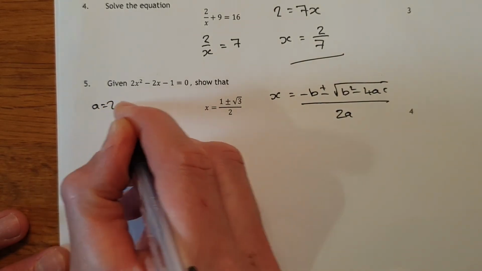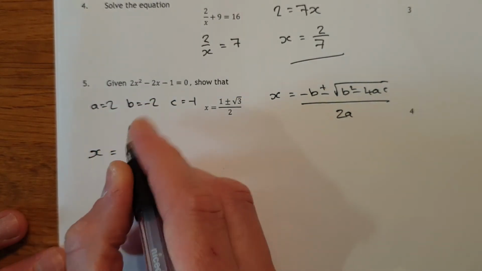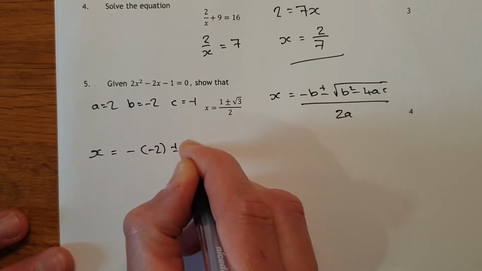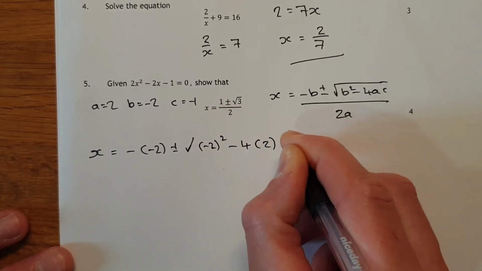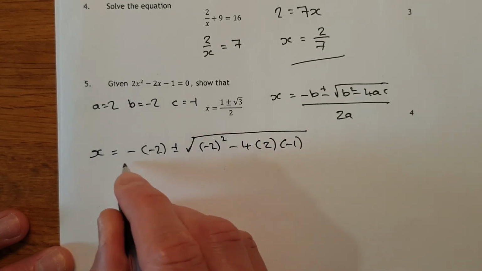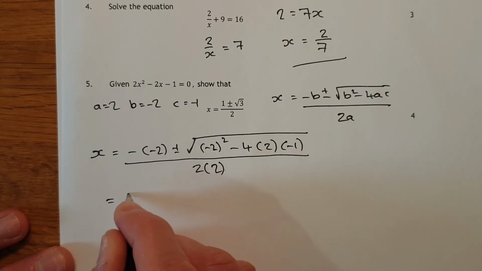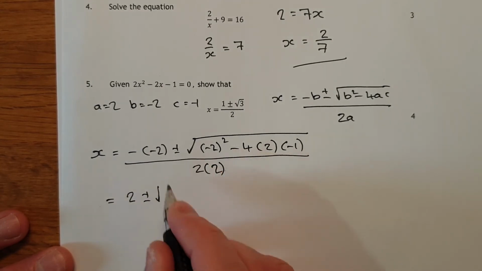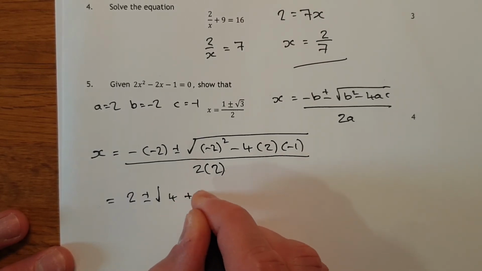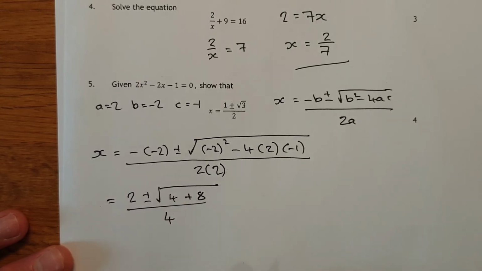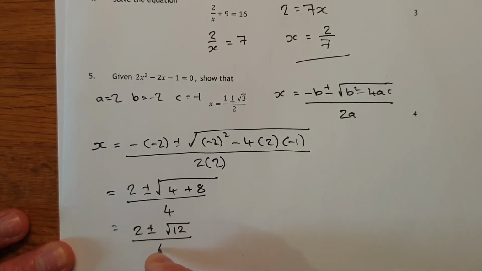So a equals 2, b equals -2, and c equals -1. So subbing all the numbers in, it's -b plus or minus √b squared minus 4 times a times c, square root all of that lot, all divided by 2a. So negative gives you the +2, plus or minus -2 squared is 4. -4 times 2 is -8. -8 times -1 is +8. All divided by 4. Now that gives us 2 plus or minus root 12 all divided by 4.